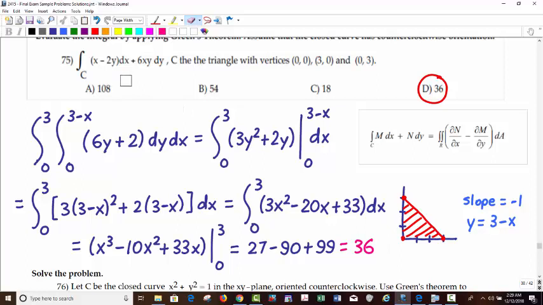So here's the N x goes first, so the derivative of 6xy with respect to y will go first, so it'll be 6x. And then we have x minus 2y, which is the M, with respect to y would be negative 2. But you see the formula has a minus in it, so basically 6y minus a minus 2 is the same thing as 6y plus 2.